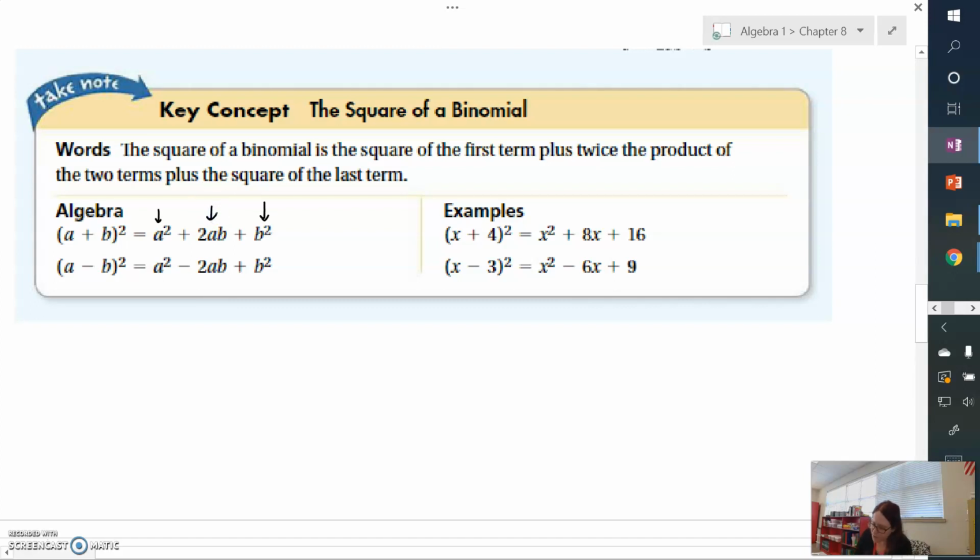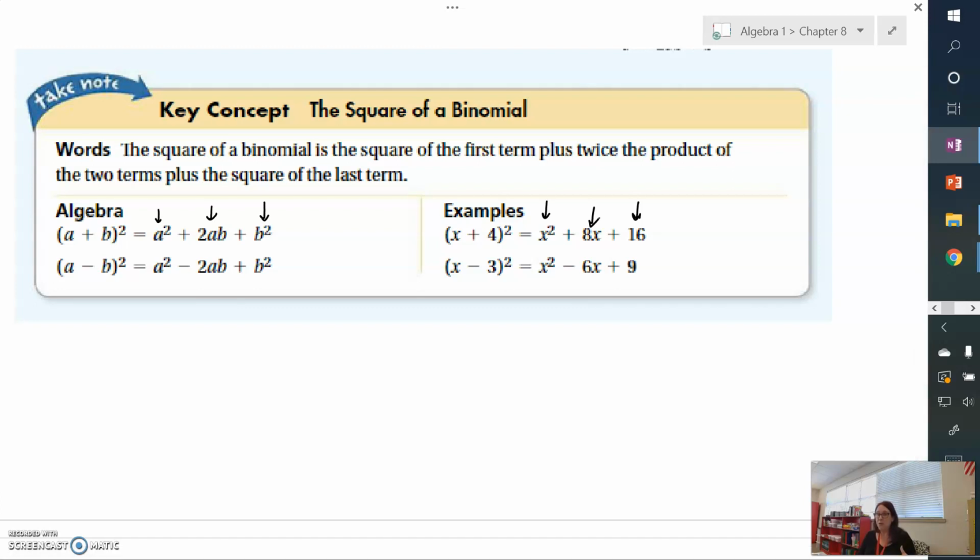So if you look over here at x plus 4 squared, first term squared, there's your x squared. Last term, square that, so 4 squared is 16. Now take the x and the 4, multiply them together, so I get 4x, and then double that, I get 8x. So x squared plus 8x plus 16.